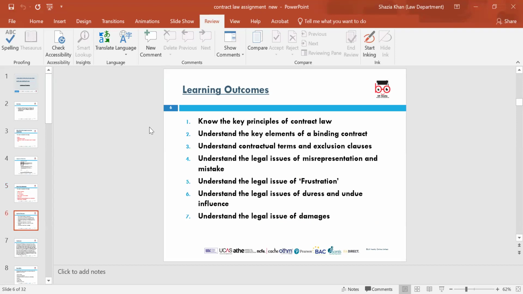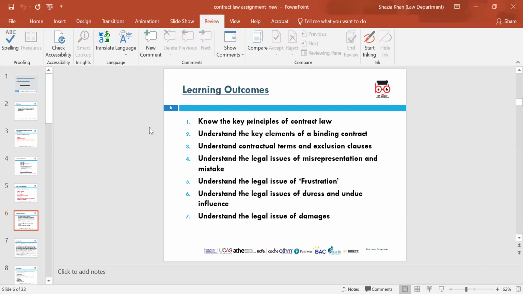So the learning outcomes, as we've gone through them, I've given you a summary of them, and they are individually done and recorded and on Moodle for you. The first one is to know the key principles of contract law. Secondly, to understand the key elements of a binding contract. Thirdly, to understand contractual terms and exclusion clauses.